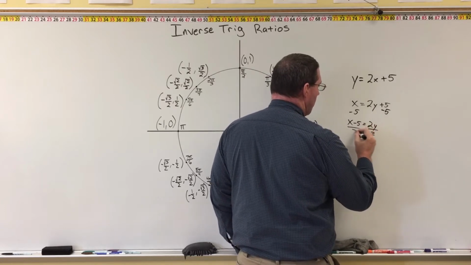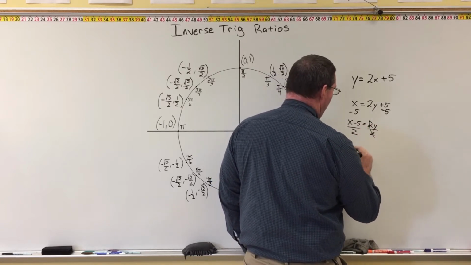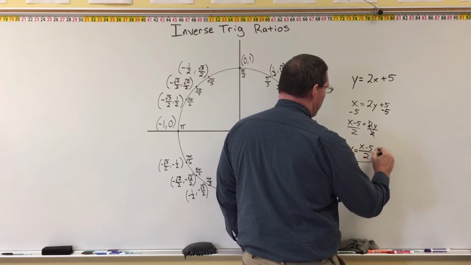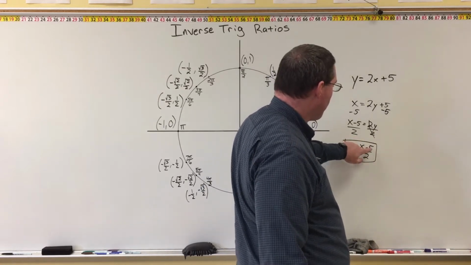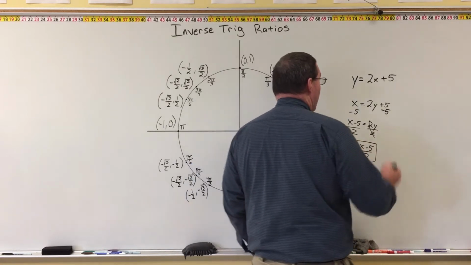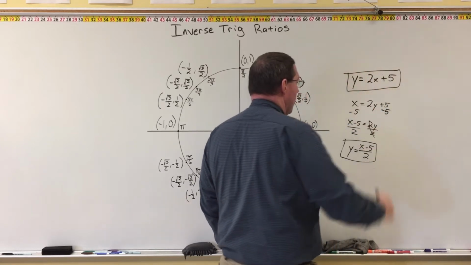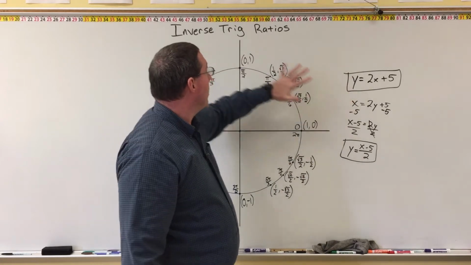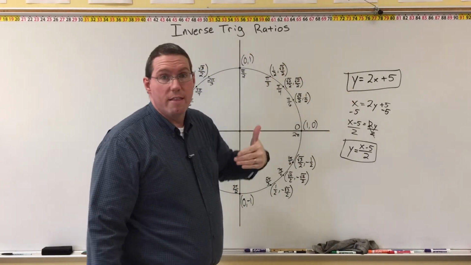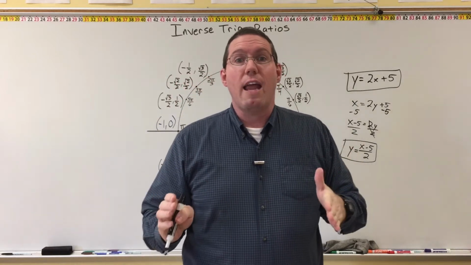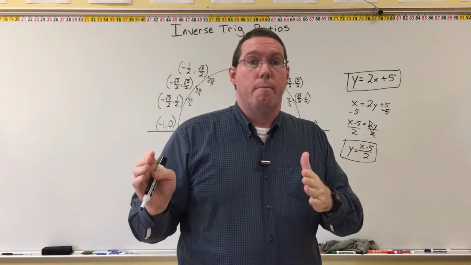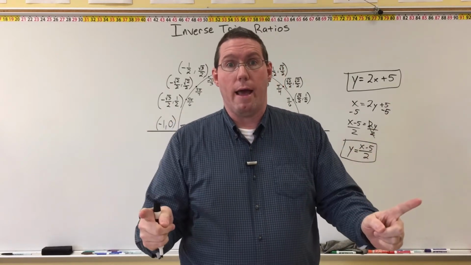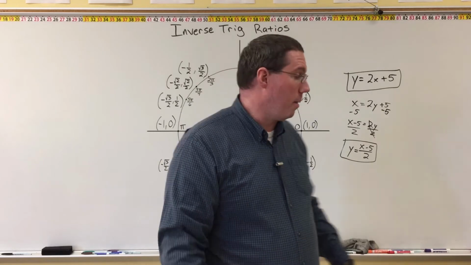Now divide by 2 on both sides, cancel, and I would have y is equal to x minus 5 over 2. And so here's the thing, this expression x minus 5 over 2 is the algebraic inverse of 2x plus 5. And so that's basically what we're going to be doing here with inverse trig ratios. It's the idea that we're going to be creating an expression where we're reversing the x and the y, okay, where we're reversing the input and the output.